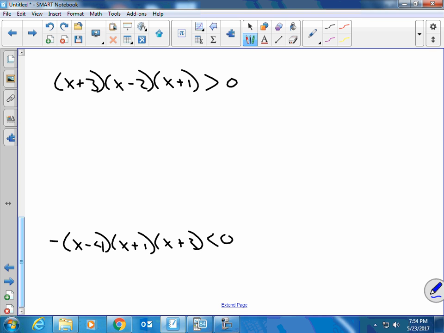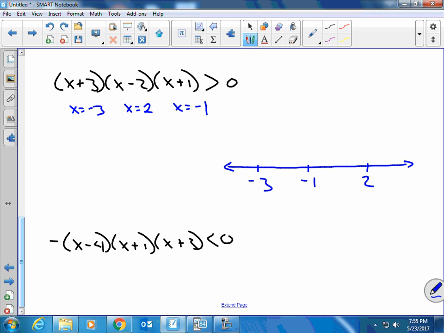All right. What makes this factor 0? -3. What makes that 0? +2. And that would be a -1. Put that on a number line. -3 is the furthest left, then a -1, and a +2. I always start on the right. It really doesn't matter, but I always start on the right.